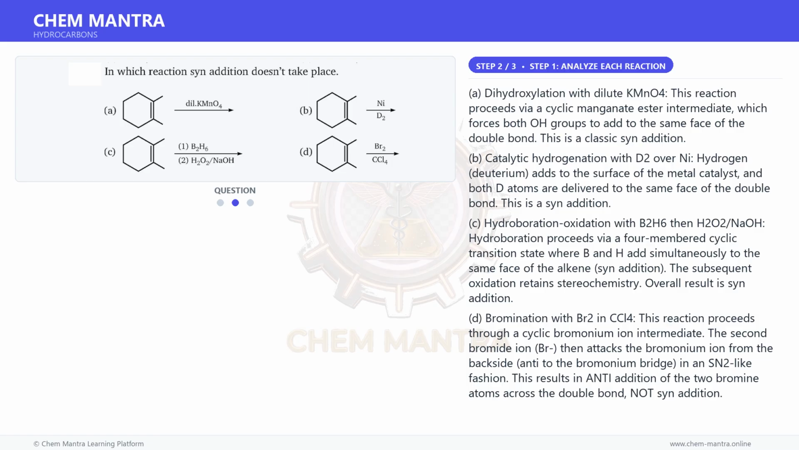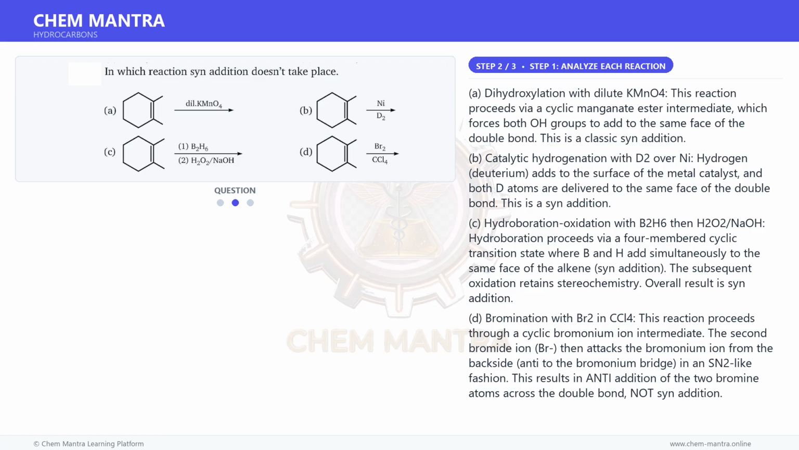C. Hydroboration-oxidation with B2H6, then H2O2. Hydroboration proceeds via a four-membered cyclic transition state where B and H add simultaneously to the same face of the alkene, syn addition. The subsequent oxidation retains stereochemistry. Overall result is syn addition.